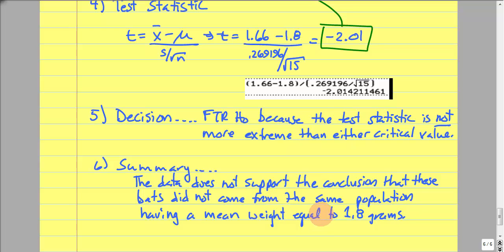So if we want to back up a little bit here, we could also say the data does not support, and if we're writing in terms of HA, but if we also wanted to summarize this, we would say, you know what, we don't have enough evidence to say that they came from any other population other than the one that has a mean of 1.8 grams. So these can be tricky sometimes about how we write those. And we did not find a p-value here, we just used the critical value approach, which is the traditional approach to hypothesis testing. So when you're working through this section, make sure you're on the lookout for this change on this last problem where we're not using p-values.